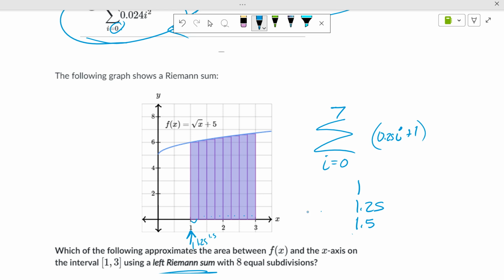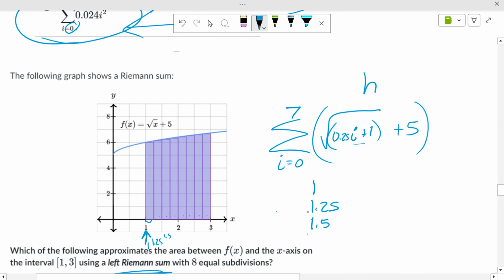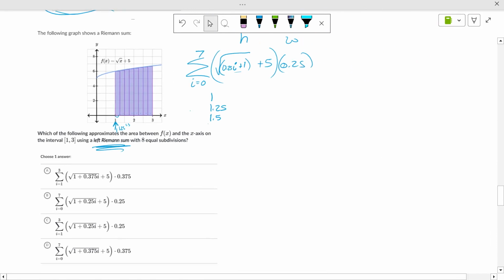I put this in for the x here. So now all of a sudden, I'm taking the square root of this plus 5. This is x, where I'm at. Plug it into the function, add 5 to it. This is my height. What's the width of each rectangle? 0.25. Okay? Then I look at their answers and see what they have. And they have ones that work for me.